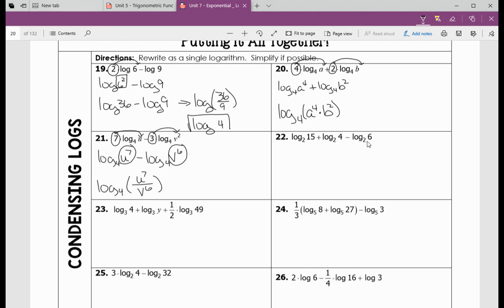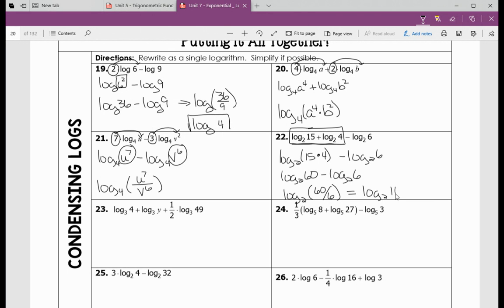Here, I have no power, so I'm just going to go straight across. A log plus a log ends up being log base 2 of 15 times 4. So I took these two from left to right and just condensed them. So that's log base 2 of 60 minus log base 2 of 6. Now I have a log base 2 minus a log base 2, which is going to give me a fraction, which is 60 divided by 6. So my final answer, once I reduce 60 divided by 6, is log base 2 of 10.